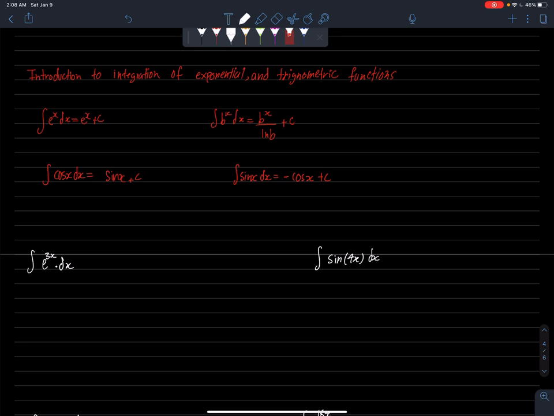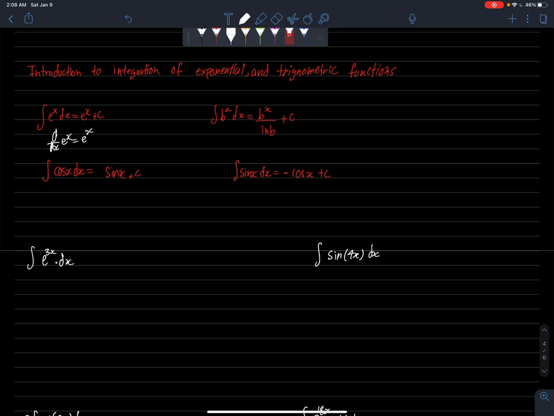So to start off with the most used exponential function, the natural, e to the x dx. The integral of this is just e to the x plus c. The reason is, if you think about it, the derivative of e to the x is just itself. And if integration is the reverse process, it would make sense that it would just be the same thing again.